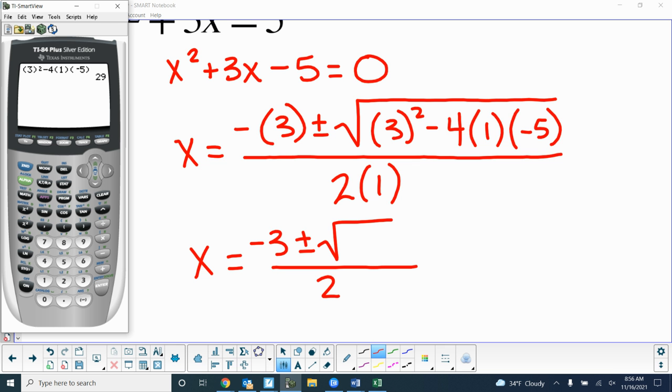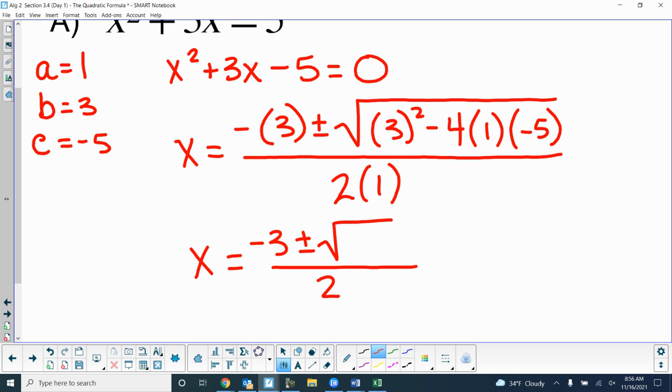All right, so we got 29. Is 29 a radical that I can break down with a factor tree? Are there factors of 29 that have a perfect square in it? No. So we're done. That's the answer. Okay? Questions? Pretty easy, right? Just substituting in. All right?